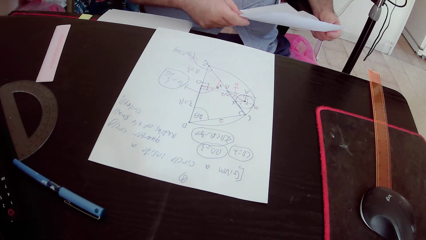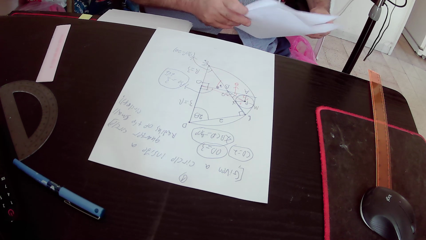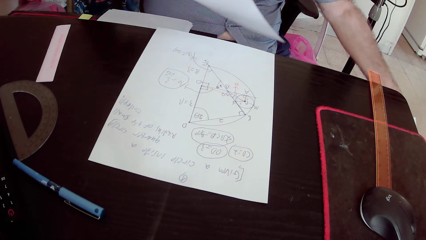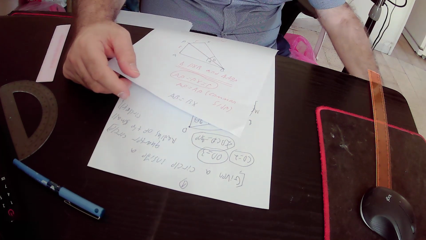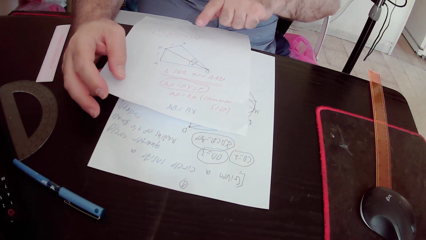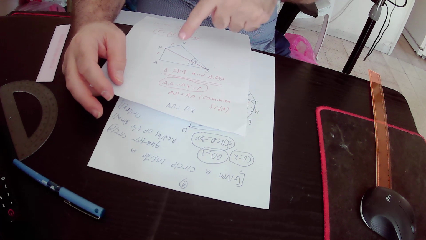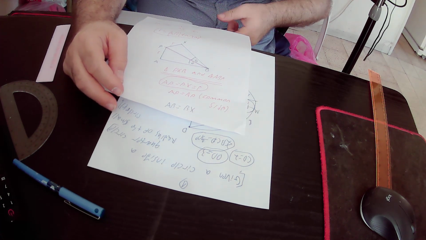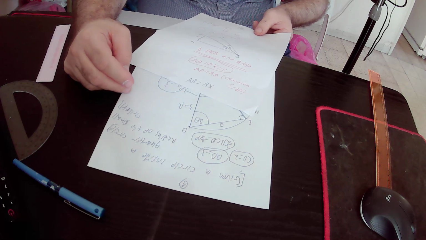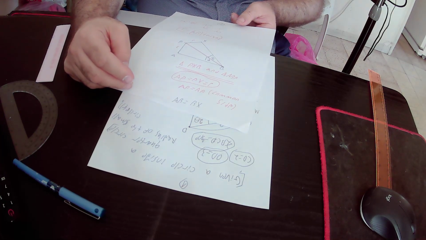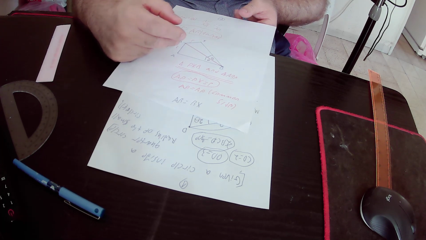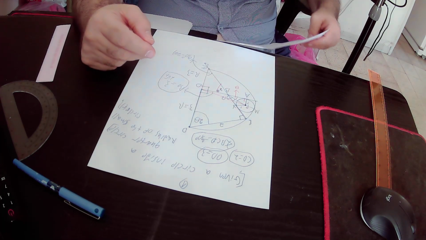Okay, so we actually proved that all the sides of triangle PBX are equal to all the sides of triangle APB. Therefore, we proved that triangle PBX is congruent to triangle ABP according to the side rule.